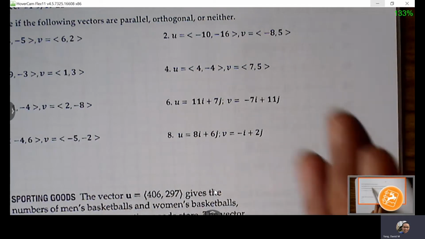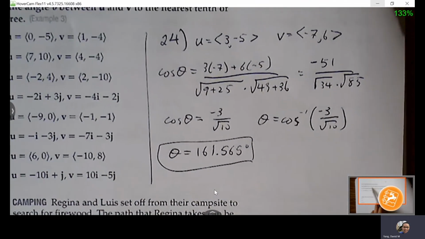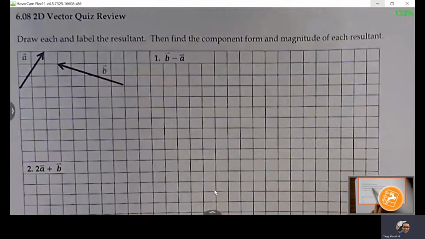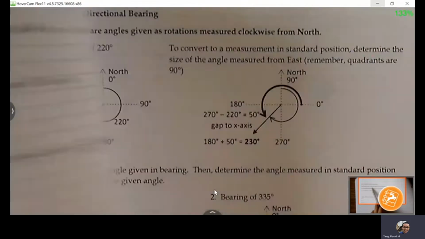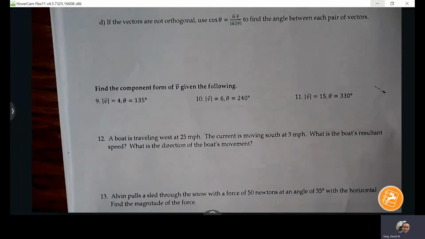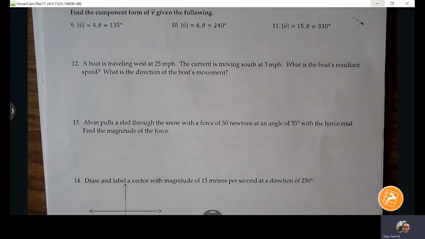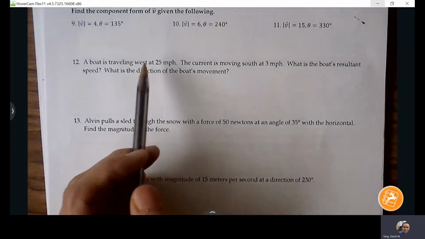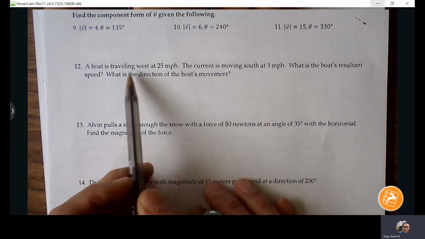Okay, any question with 24? Everybody good? Okay, so page 20. Quiz review starts on page 19, but I think these are easier ones. I want to go to the more challenging ones here. Number 12, I think it's easier than it looks. Number 12, it says boat is traveling west at 25 miles per hour.